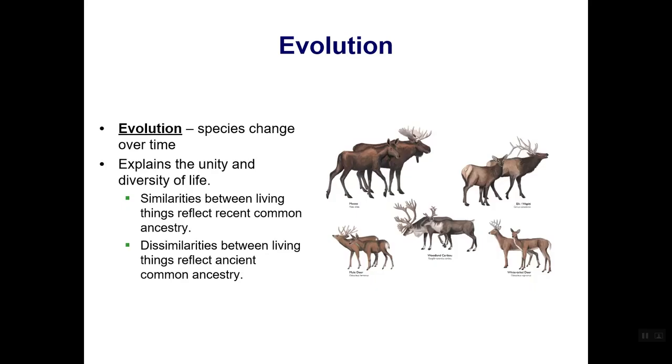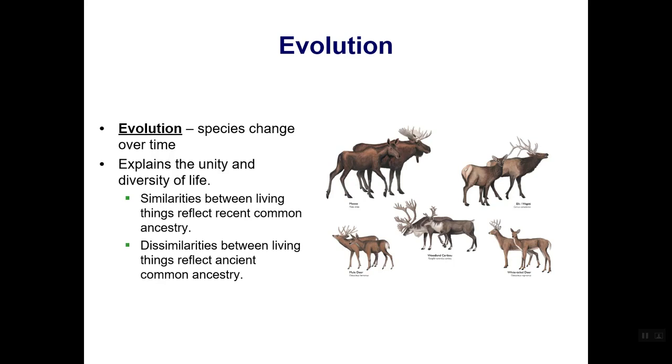Okay, so first let's start by defining what evolution is. By definition, evolution is species change over time. And this thought process, or this theory, explains a lot of the unity and diversity we see amongst the creatures of life. So, for example, if we look at these images to the right, you'll see various animals. These animals are closely related.